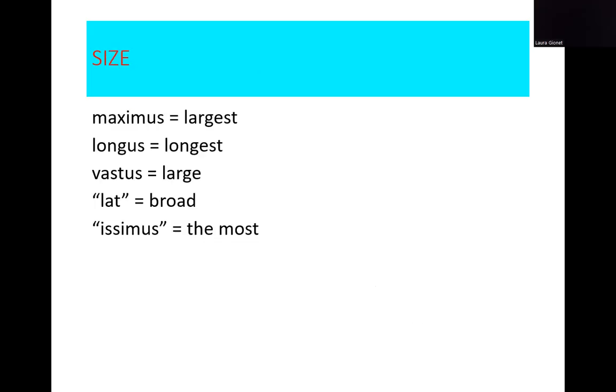Okay, size. Maximus means the largest. Longest means the longest. Right? Vastus means large, like we have a vastus medialis and lateralis. They're part of your quadriceps group of muscles. Lat means broad and issimus means the most. Right? So latissimus dorsi is the most broad muscle, the superficial muscle of the back and of the lower back.